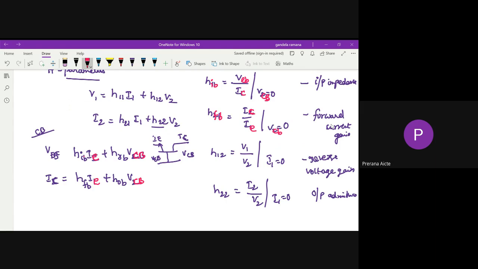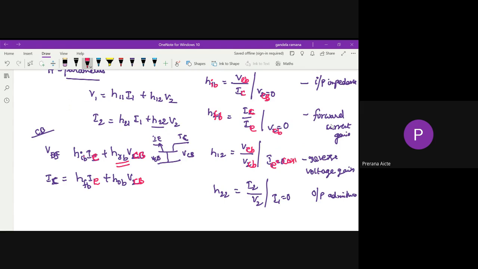Reverse voltage gain, H12. So reverse voltage gain means V1, which is VEB, by the output voltage VCB. The input current IE is constant. You have to write it as IE is constant.